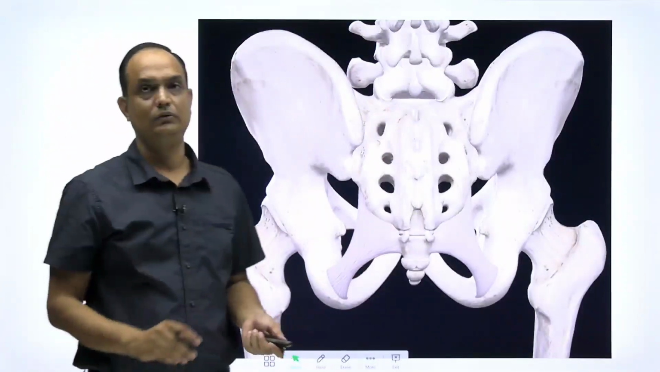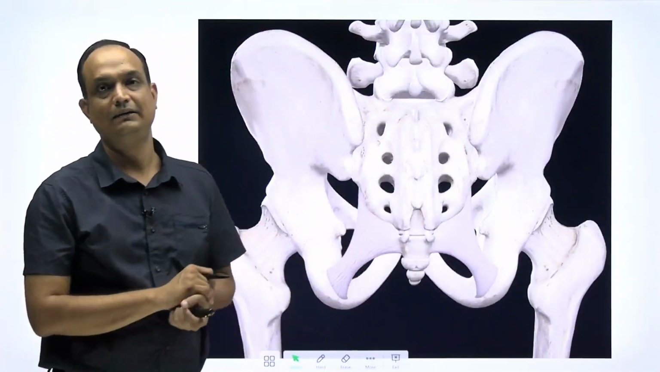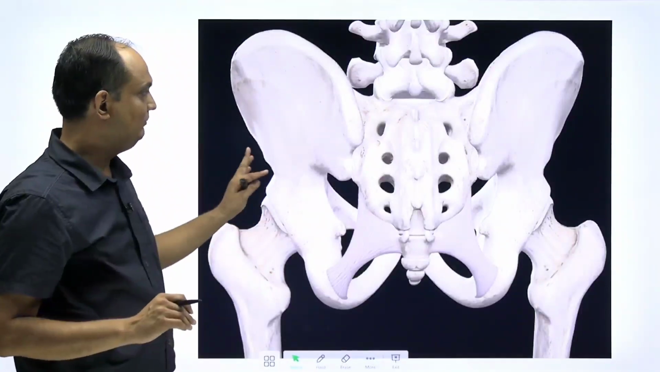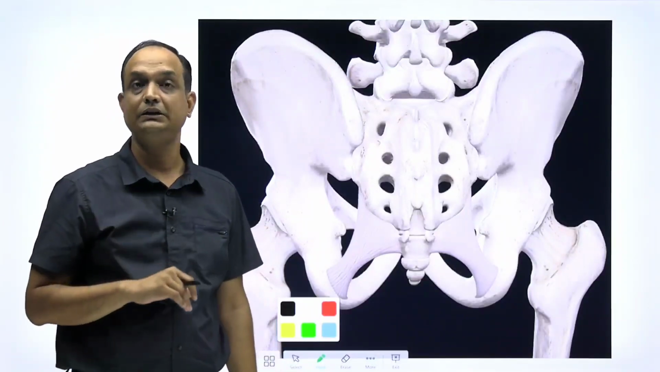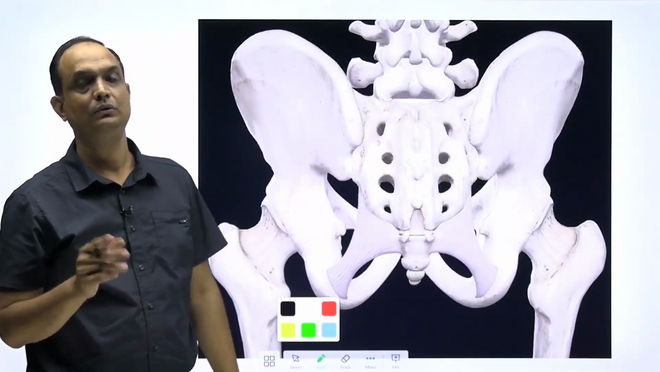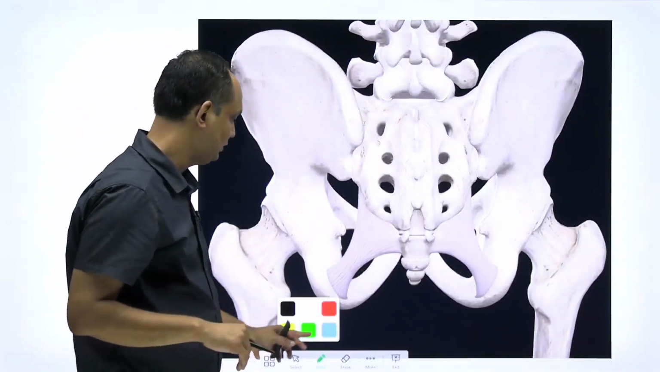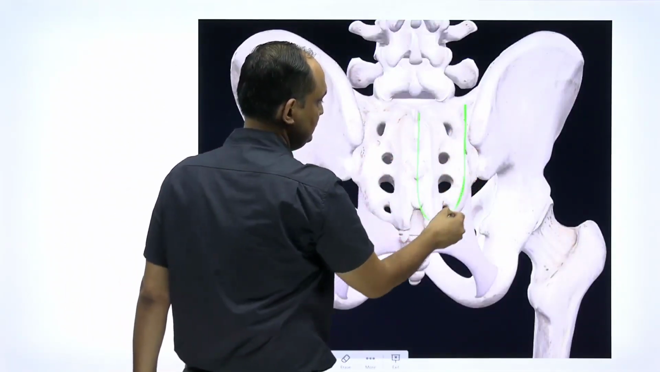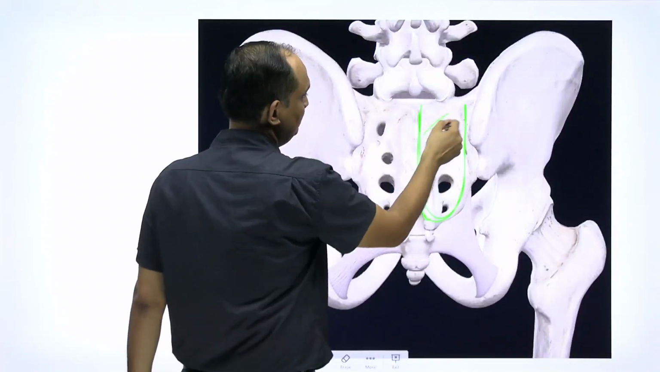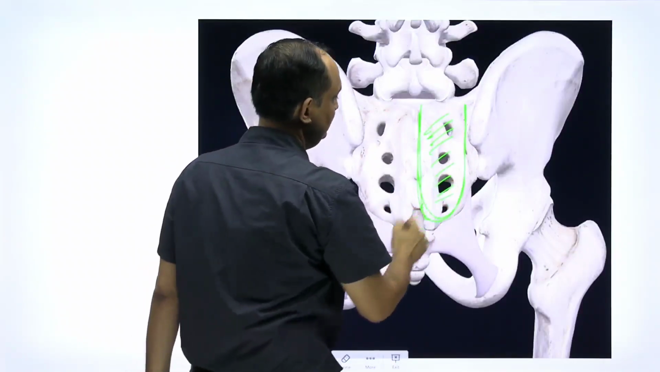So now suppose you have this in exam, and you have to draw the attachment of erector spinae, multifidus and gluteus maximus. So how to draw? I already told you. This U shape is the origin of your erector spinae. The multifidus will occupy the center portion.